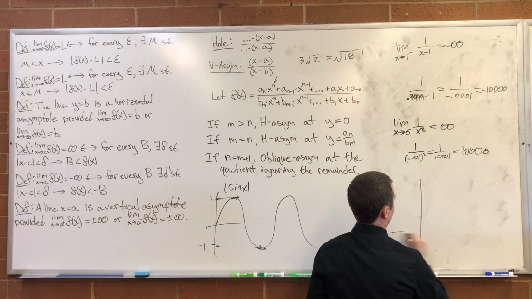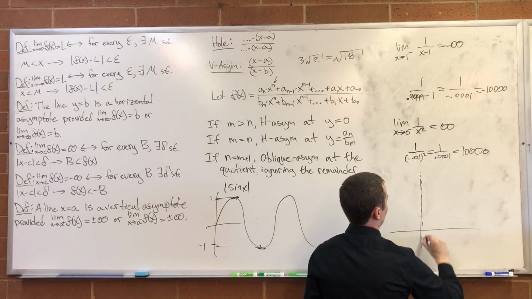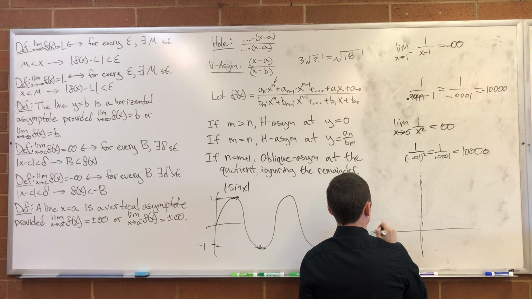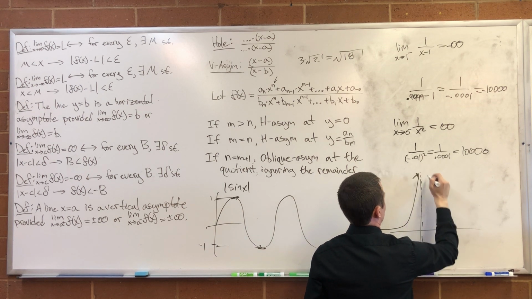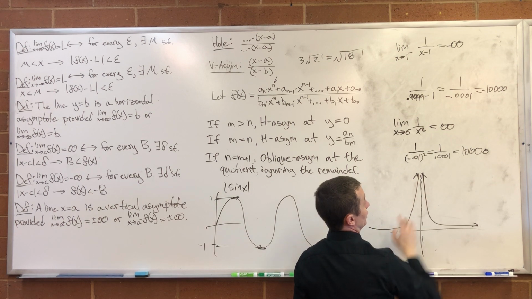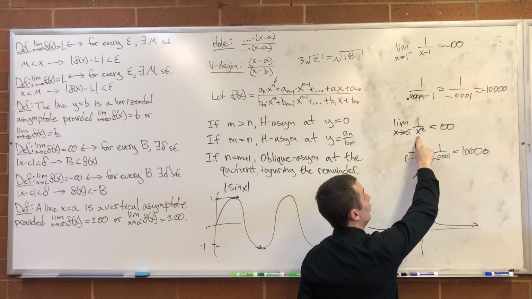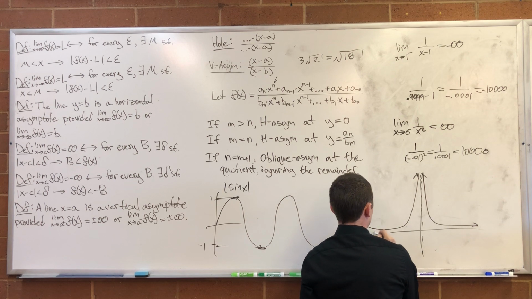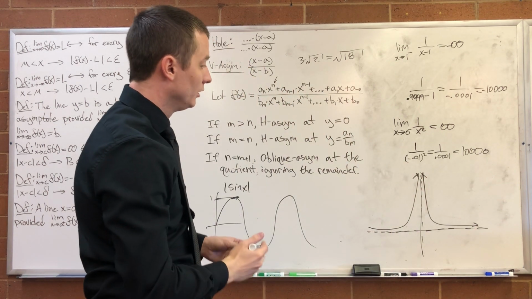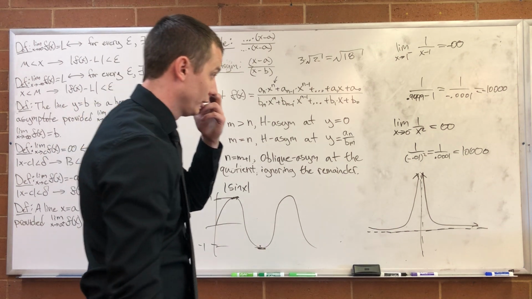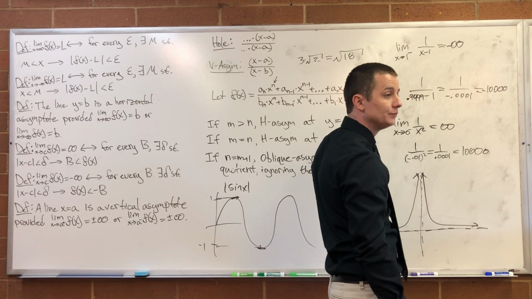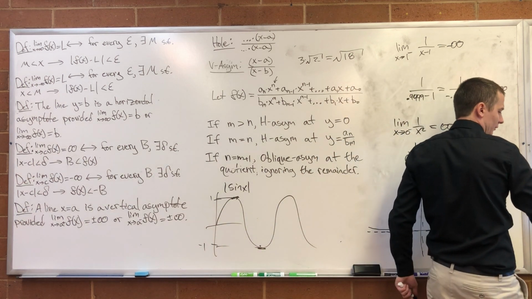So if we were to graph 1 over x squared, notice we have our vertical asymptote at 0. That's where the denominator is 0. And it looks like this. And we also have a horizontal asymptote at 0 because the denominator's degree is higher than the numerator's. So that's roughly what the 1 over x squared function looks like. Make sense? Okay.